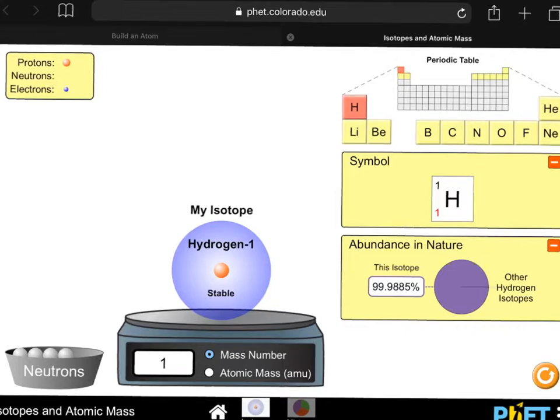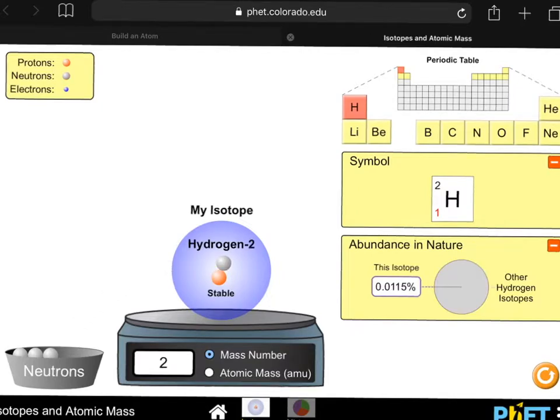But what if we go from protium and we add a neutron? Now we made deuterium. This one has a mass number of 2. Remember, 1 proton and 1 neutron, mass number of 2. Before, when we had protium, this was the most abundant type of hydrogen, the most abundant isotope. We can see on the right-hand side that it says 99.9% of the time, we're going to see protium out in the environment, out in nature.